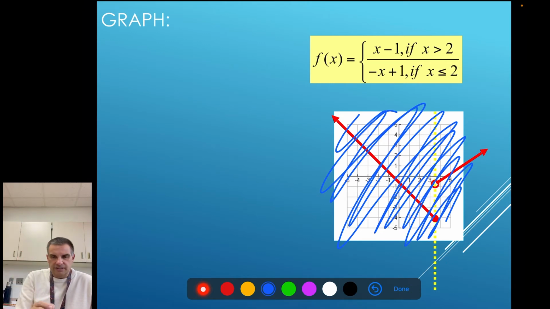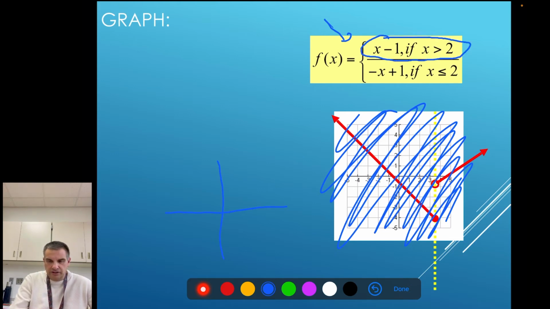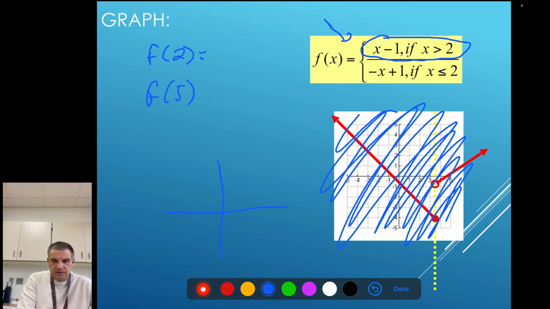So if we're going to graph this, I'm going to graph this top one first. I'll put my graph down here. In my first function up here, it's all x values greater than 2. So I'm going to pick 2 x values. Let's find f of 2. If I replace x with 2 in there, I've got 2 minus 1, which is 1. So I know on my graph I've got the point 2, 1. The line that I know I can't go past is 2.